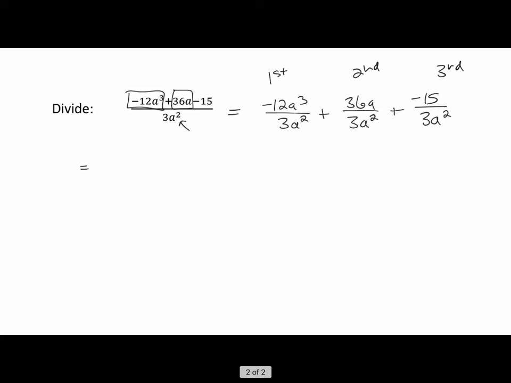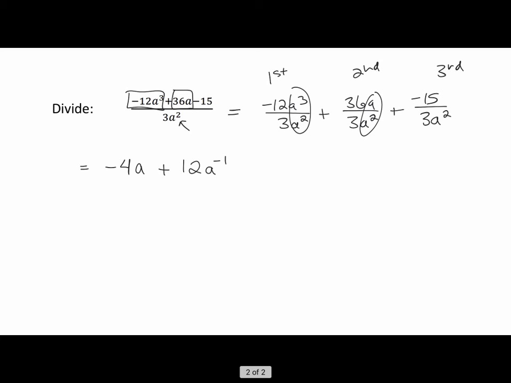So in the first term, negative 12 divided by 3 is negative 4. A cubed divided by a squared, we'll subtract the exponents. That'll give us an exponent of 1. In the second term, 36 divided by 3 is positive 12. And a divided by a squared is going to be a to the negative 1 when we subtract 1 minus 2.